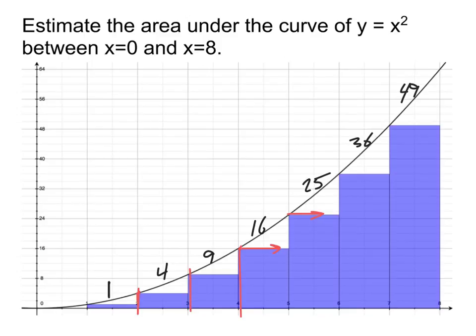And so those are each of our individual areas for our rectangles. And when we add all those up, you should have gotten 140 as our estimate. Now again, would you expect this number, this 140, to be a bit too high or a bit too low? Too low, yeah. We'd expect this to be a lower estimate.